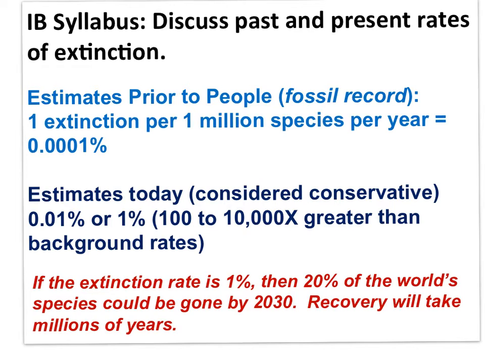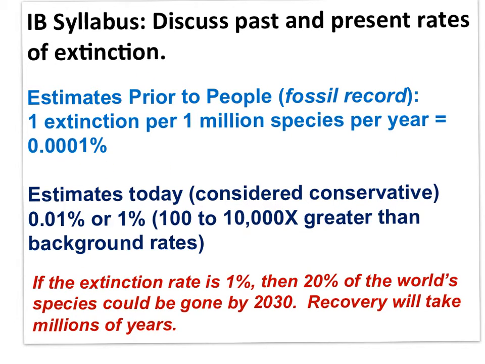Extinction estimates prior to people were 1 extinction per 1 million species per year. This is 1/10,000%. Estimates today, and these are considered conservative, are 1/100% or 1%, which is 100 to 10,000 times greater than the background rates seen here.